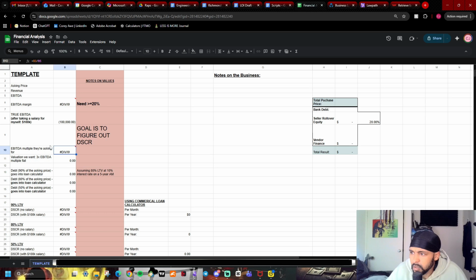Okay. So it'll give you the EBITDA that they're asking for. So say they wanted a 3, 6.5 times EBITDA multiple, and then it will give you the number of the valuation that we want, and you can change this right here from the 3x to whatever you want, and it'll give you the number for that, and then it will go by that number for the rest of it.